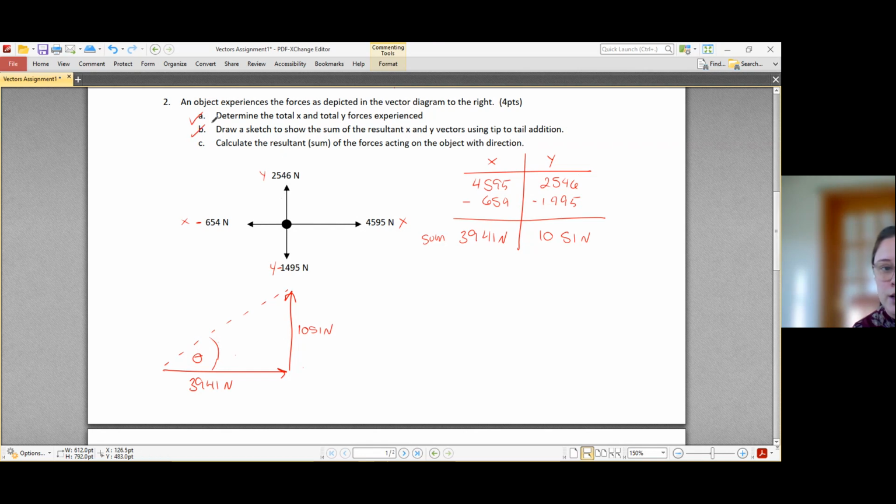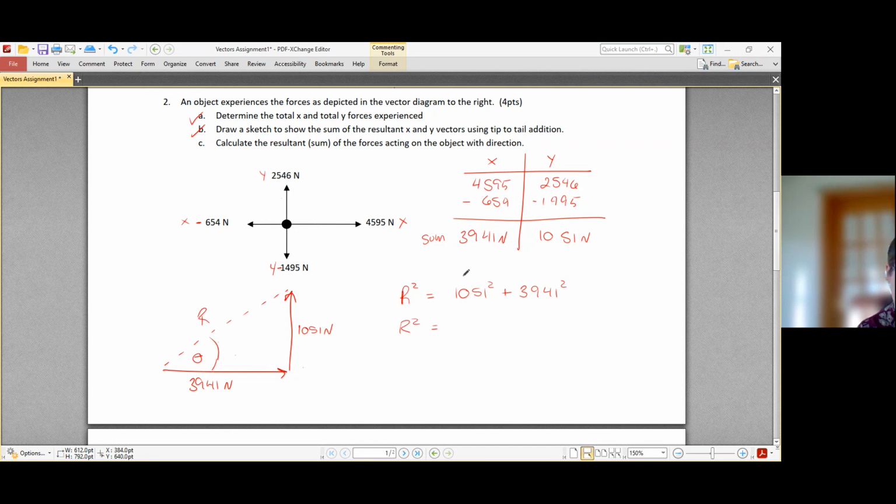All right, so we've got our B is complete. We've got tip to tail addition drawn. Now we're on to C. C is calculate the resultant, or the sum of the forces, and the direction. So we've got our angle marked, and here's our resultant. So you guys know the resultant uses Pythagorean theorem. So resultant squared is going to be equal to 1,051 squared plus 3,941 squared.